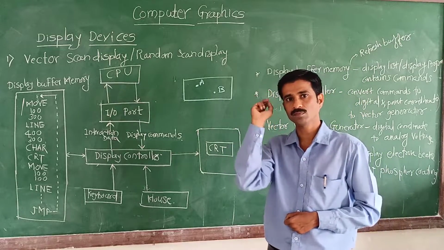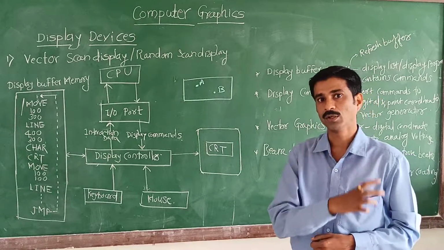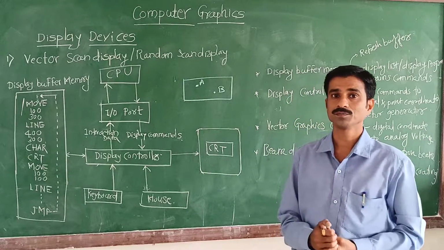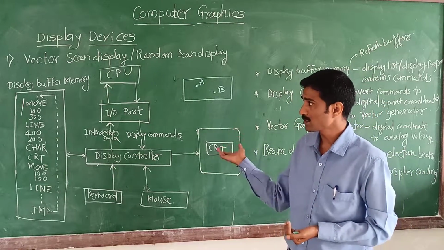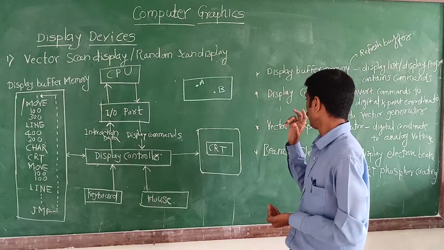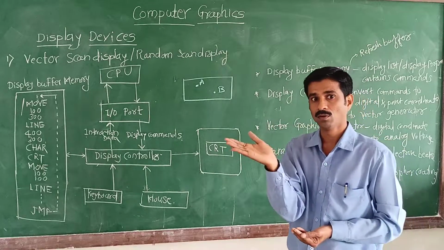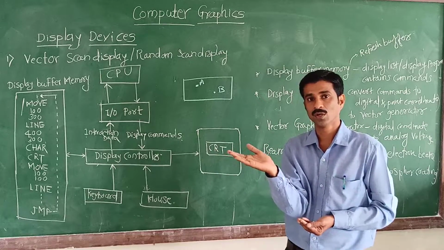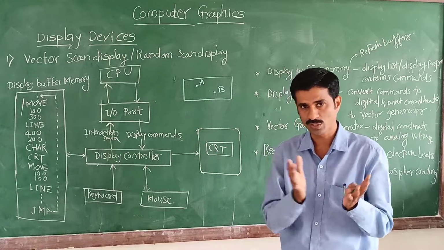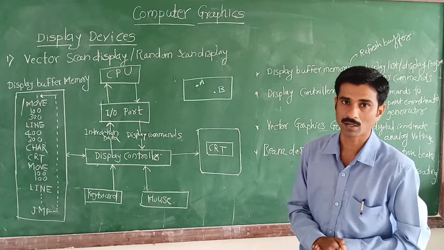When the electron beam strikes on it, the dot is illuminated. So in this vector scan display, the beam is moving from left to right, or from one point to another point, using the beam deflection circuit.